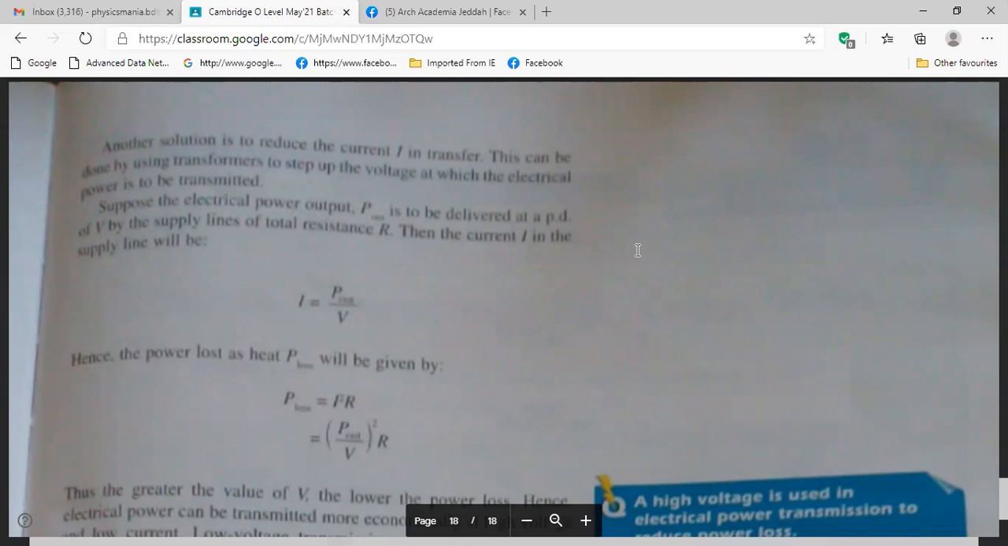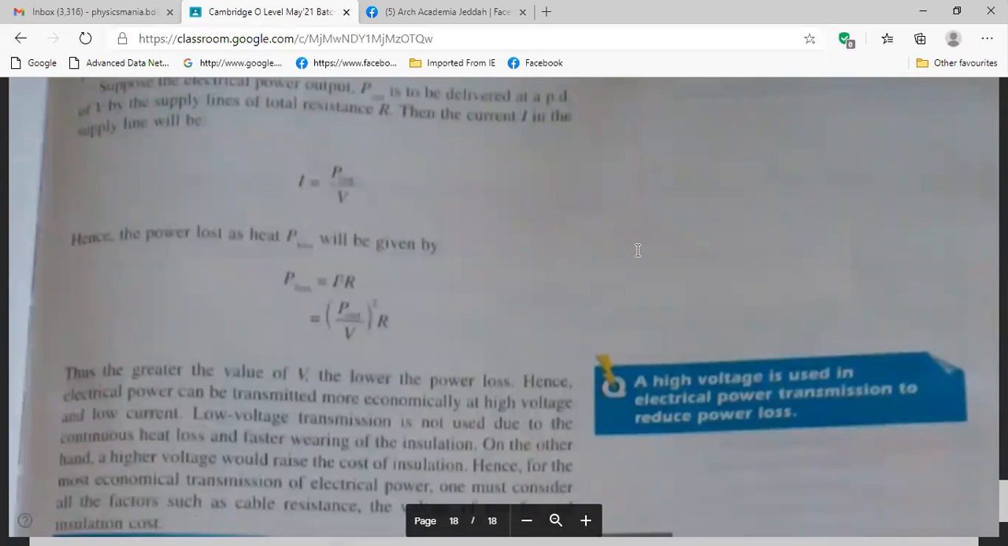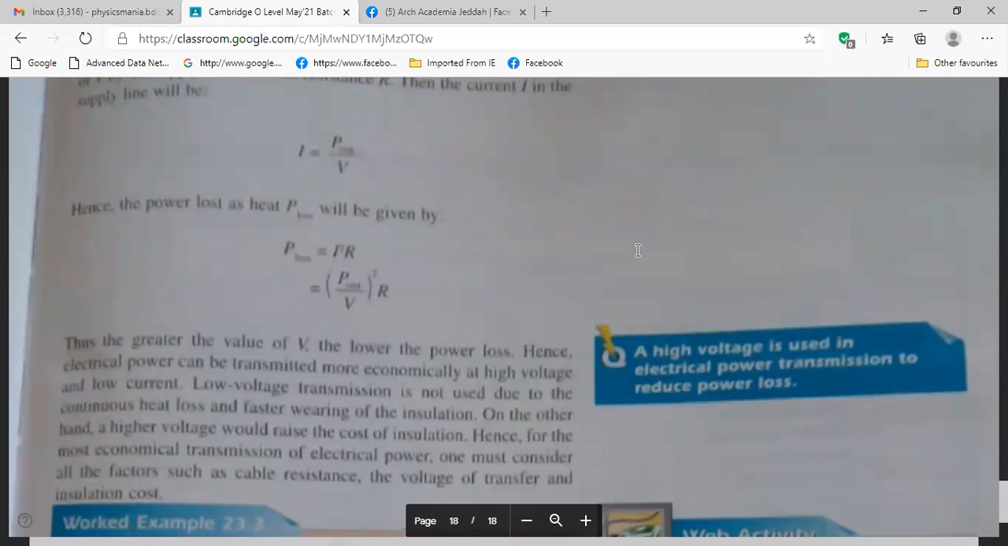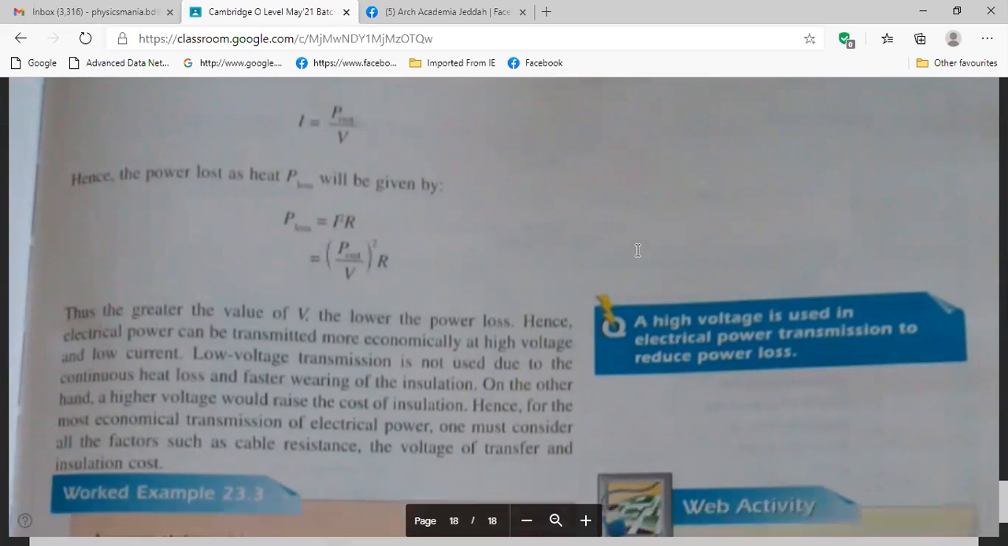Thus the greater the value of V, the lower the power loss. Hence the electrical power can be transmitted more economically at high voltage and low current. Low voltage transmission is not used due to the continuous heat loss and faster wearing of the insulation. On the other hand, a higher voltage would raise the cost of insulation. Hence, for the most economical transmission of electrical power, one must consider all the factors such as cable resistance, the voltage of transfer, and insulation cost. So it's clear, right? Yes.